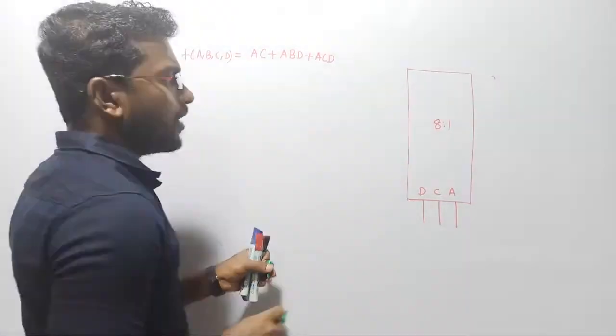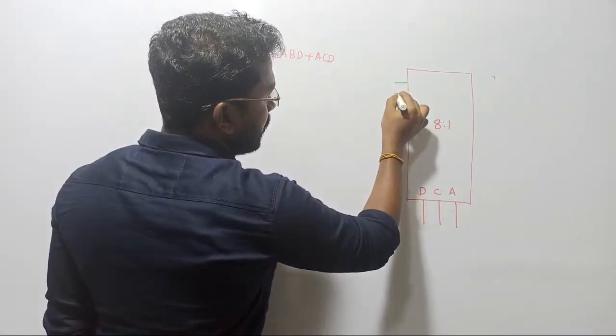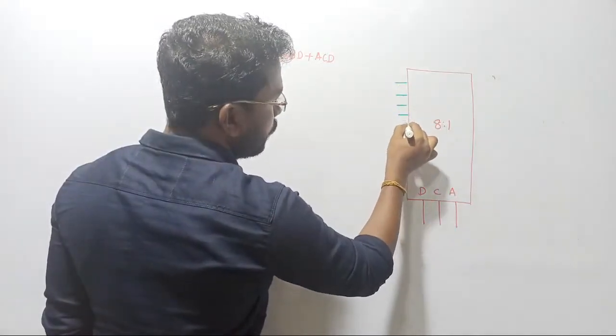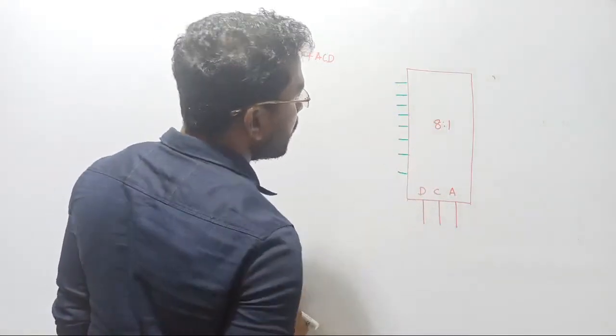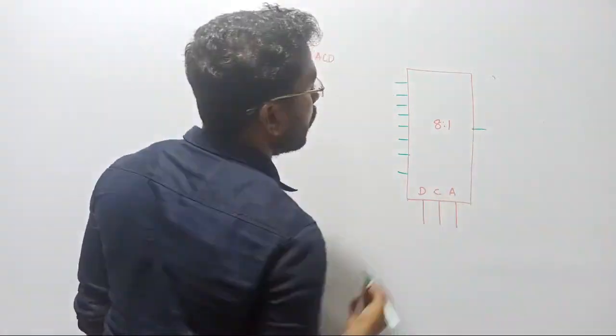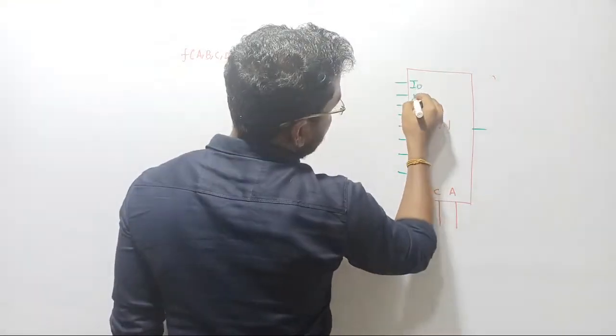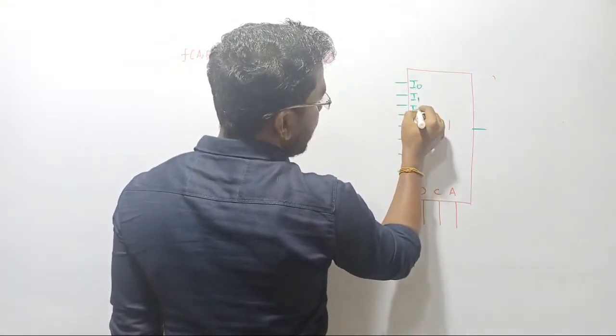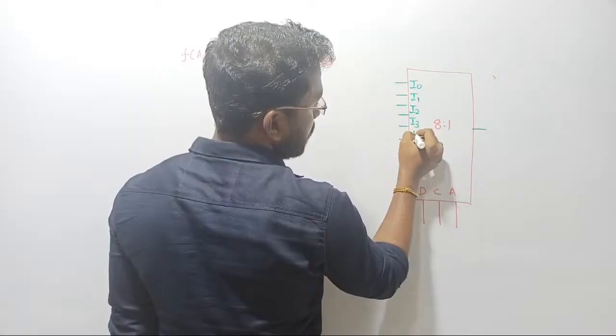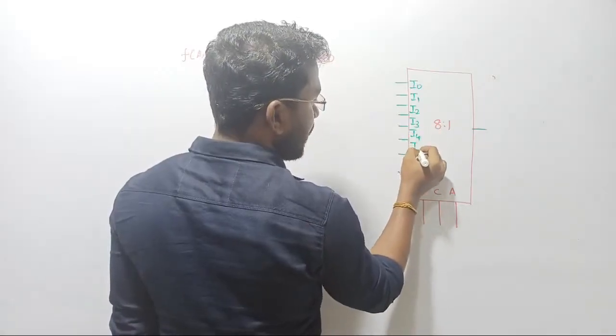Anyway, for the 8 inputs we are going to consider I0, I1, I2, I3, I4, I5, I6, I7. These are all the inputs, and we are going to realize only one output. That story we know. Anyway, for your understanding, let me write them here. I0, I1. This diagram is given in your question.